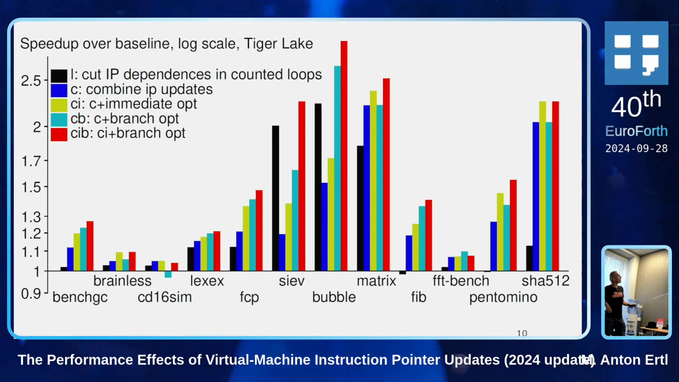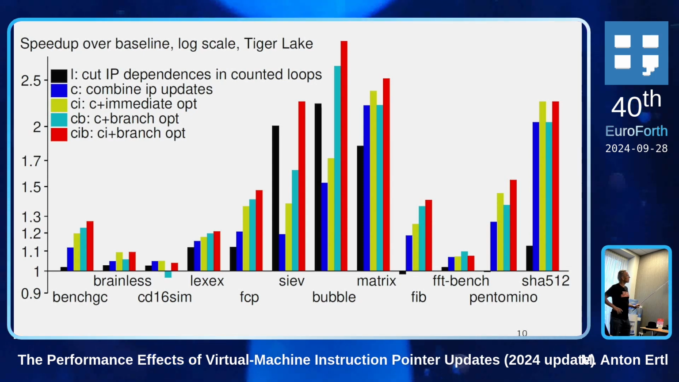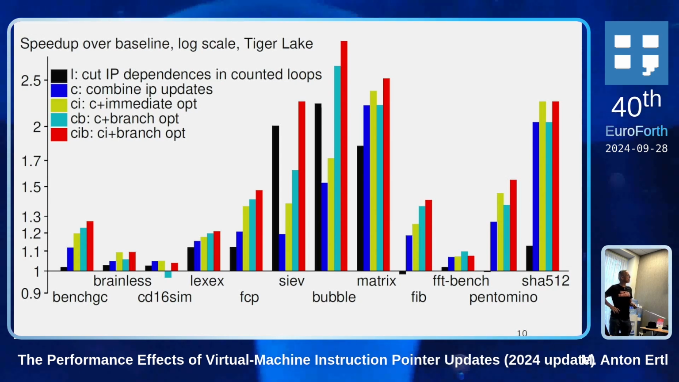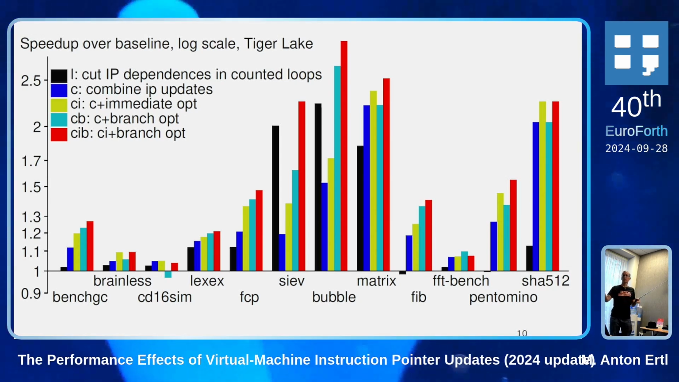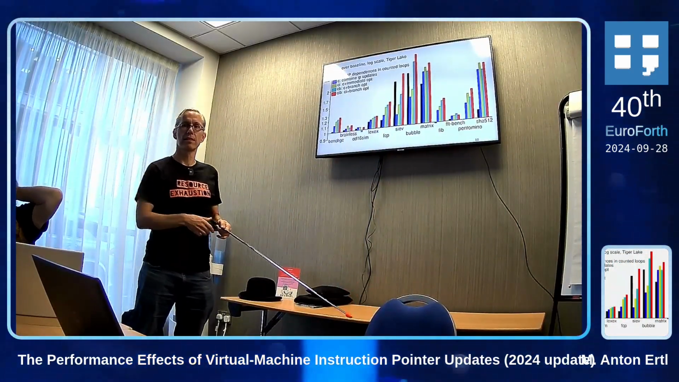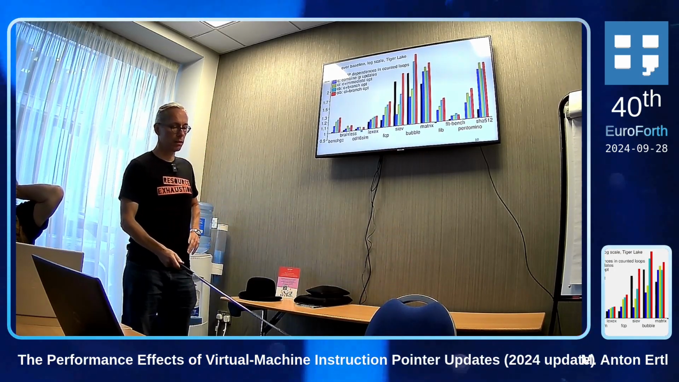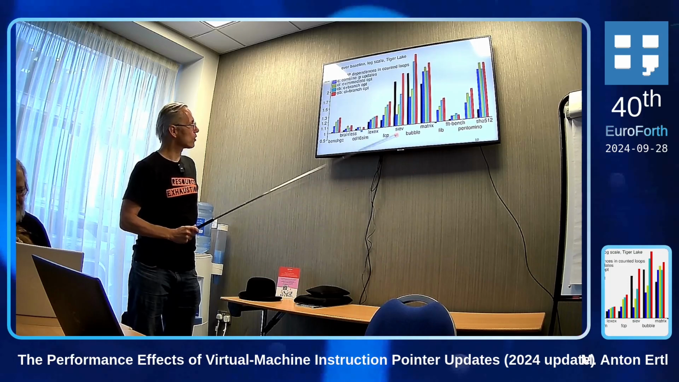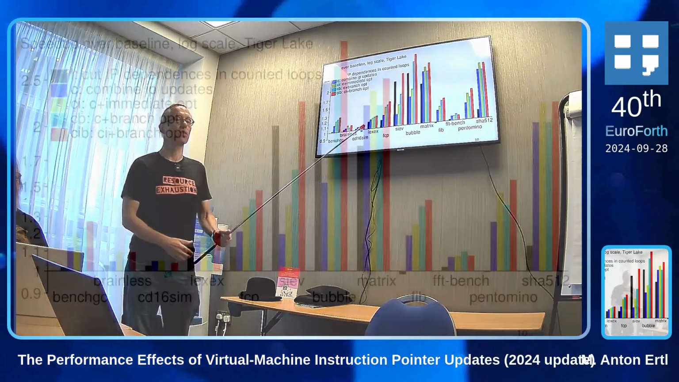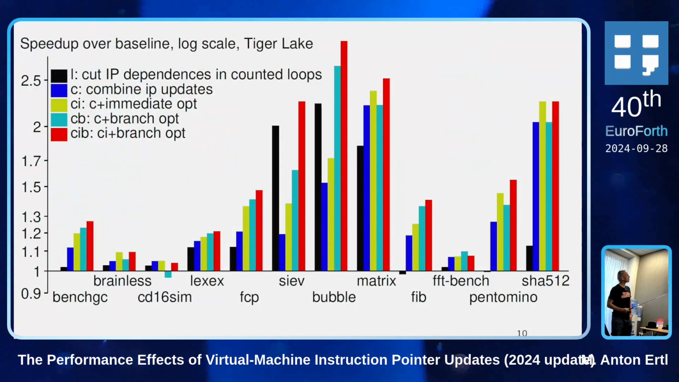One other thing we see is that for some benchmarks the speedups are great, and for other benchmarks they are not so great. Typically for loop dominated benchmarks, the speedups are good. For typical Forth code with many calls and returns without loops in these words, the speedups are not so great, because the return also breaks any dependence chains of instruction pointer updates.